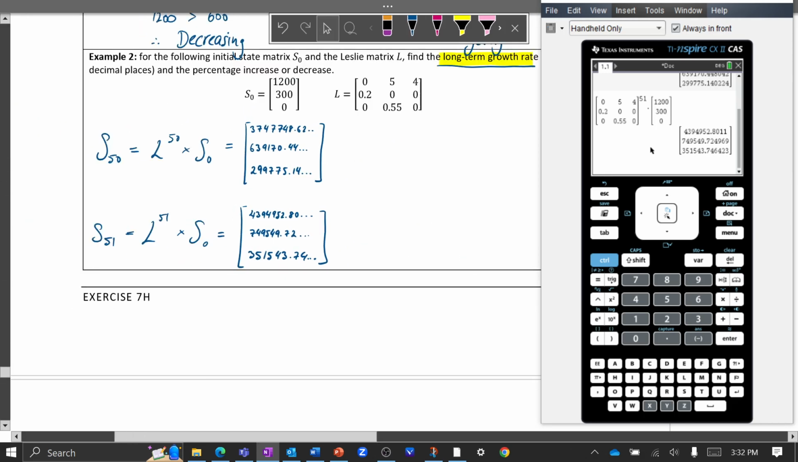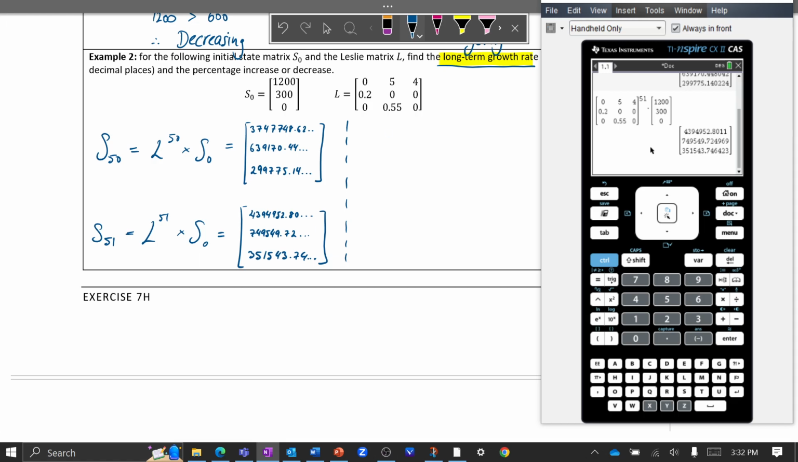All right, once we have now done that, I might just divide up our page here. What you now want to do is find your long-term growth rate. So I'm going to write down long-term growth rate. And the way that we find our long-term growth rate is we go S of 51 divided by S of 50. But you're not going to divide this whole thing by that whole thing. You can't divide a matrix by a matrix. Rather, you're just going to look at the same element.